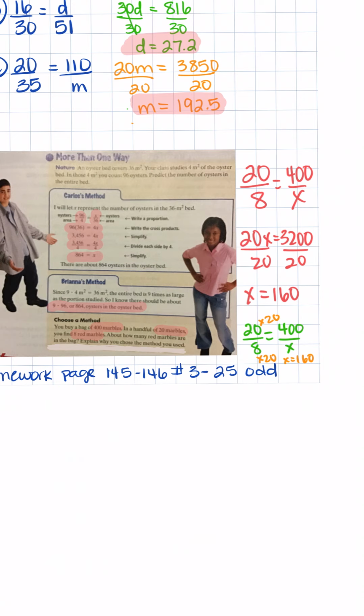Okay, so I chose 2 ways to solve this. I first set up a proportion and then multiplied it out. So I did 20x equals 3200. I divided by 20 on each side to isolate x and got x equals 160. Then I set up the same equation and looked at it and said 20 times 20 equals 400. So 8 times 20 equals what? 160. Either one, it doesn't matter how you solve it, you can come up with the same answer.